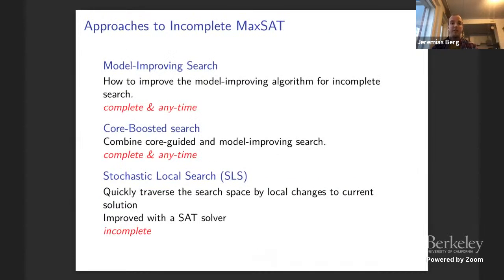So here are the three approaches I'm gonna say something about. The first is to go back to the model improving search and quickly talk a bit about why that isn't as effective on many as a complete approach and what you can do to make it more effective in the incomplete setting. And then the one I'm going to talk a bit more about is what we call core boosted search. This is work I did with Peter Stuckey and Emir Demirovic. And it's an algorithm that combines core guided and model improving search in a very much non-trivial way. And finally, if I have time, I'll say something about some stochastic local search approaches that have been proposed for MaxSAT.